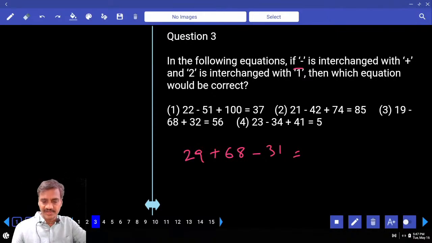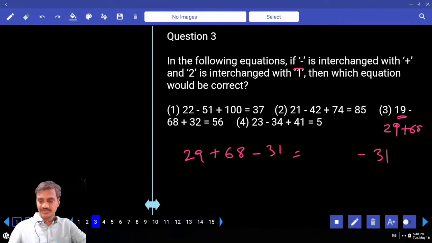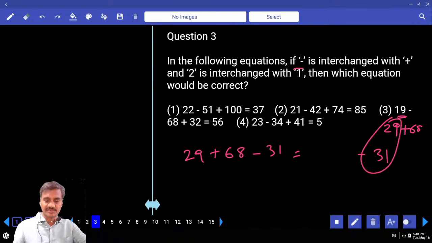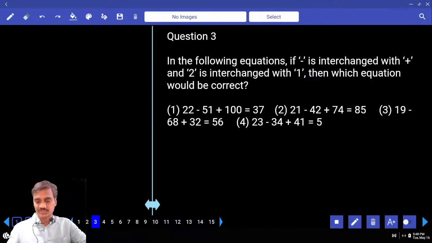And 29 and 60. 19 and 68. Now this 19 will become 1 and 29. Minus will become plus. And next one, this 68 will be as it is. And now this will be minus. Now 32, 2 must be interchanged with what? 1. 31. Then what is the value of this? Sum of these two minus 2. 68 minus 2, 66 is the number here. It is not 56. Then coming to the next choice.